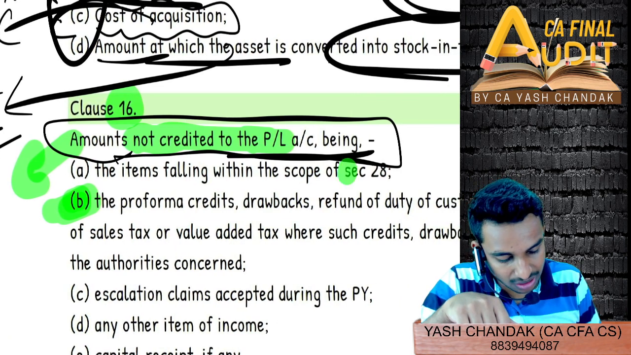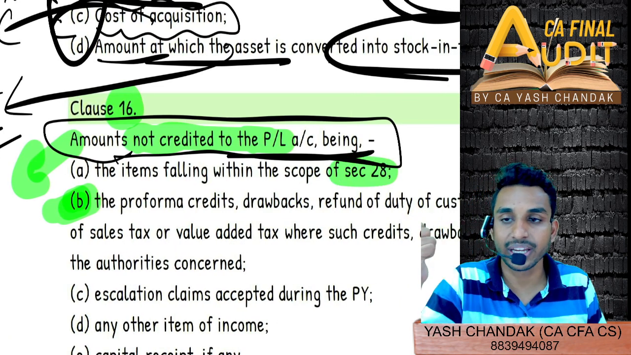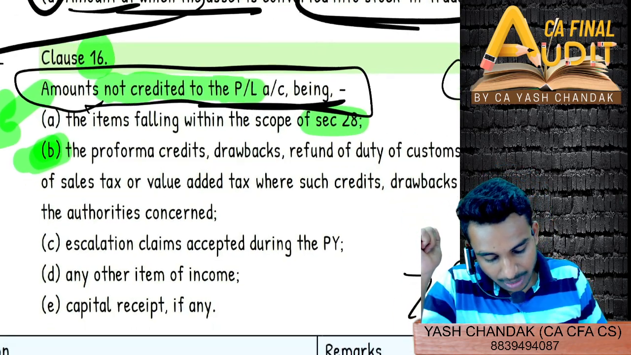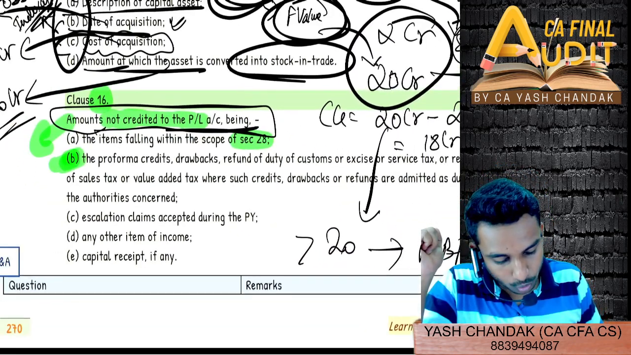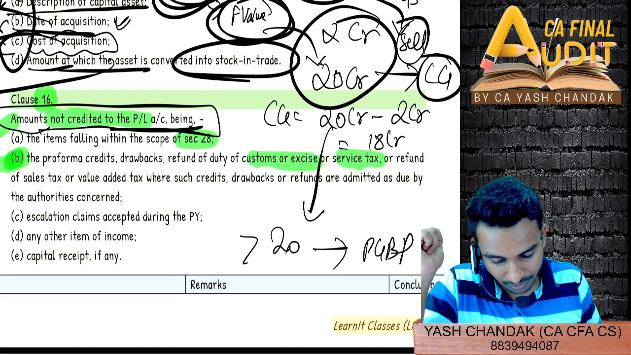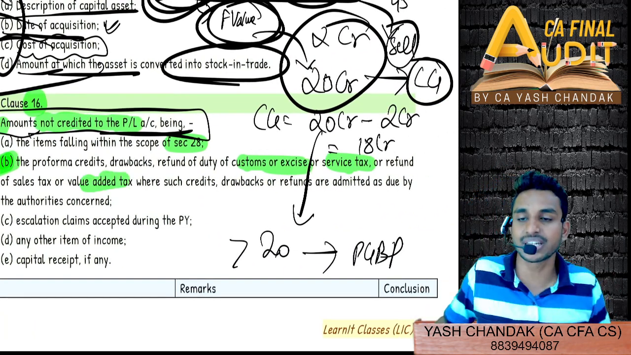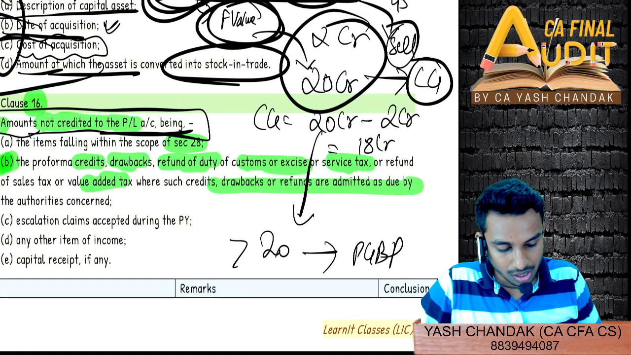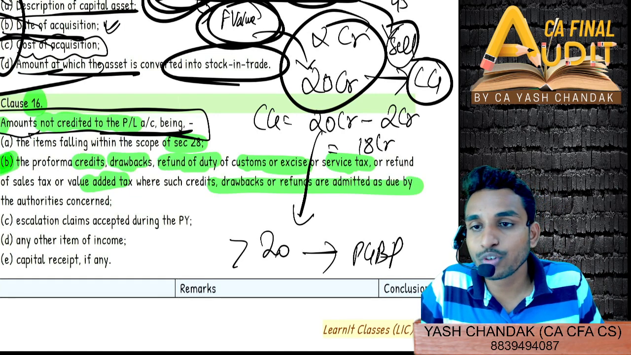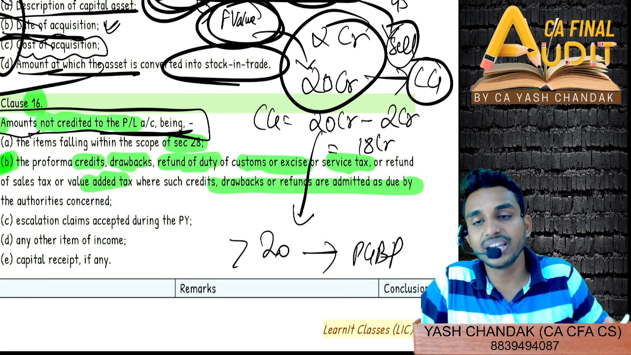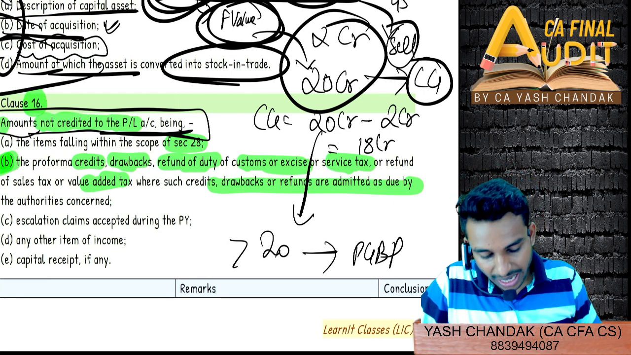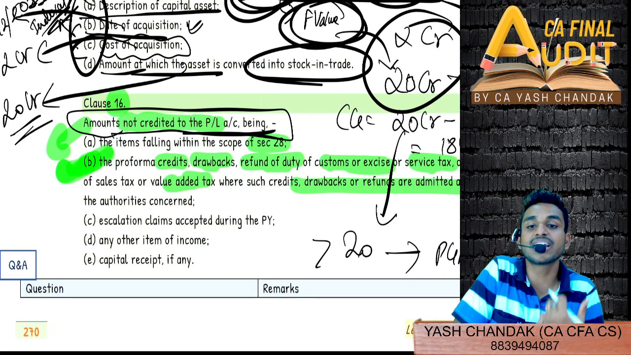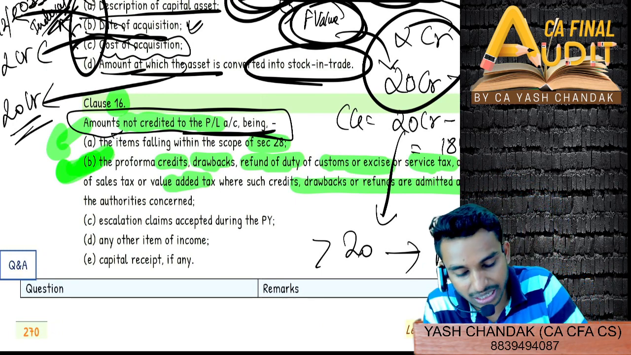So items falling within the scope of section 28, the charging section of PGBP, correct? Similarly, pro forma credits, drawbacks, refund of duty, customs, excise or service tax, or refund of sales tax, value added tax, whatever duties and taxes, whatever refunds or credits or drawbacks you are getting back, this also you have to add back as an income under the head PGBP. But why are they specifically mentioning this here? Of course, we will be taking that under our profit and loss account income side, definitely.